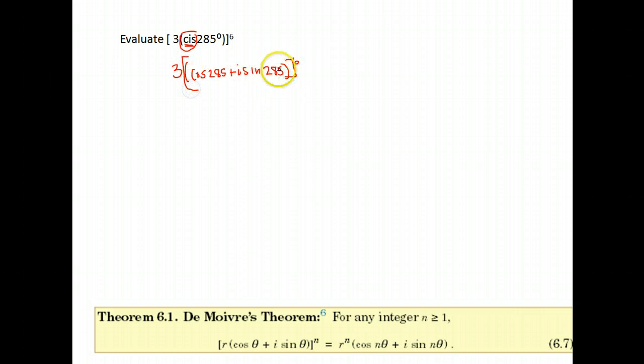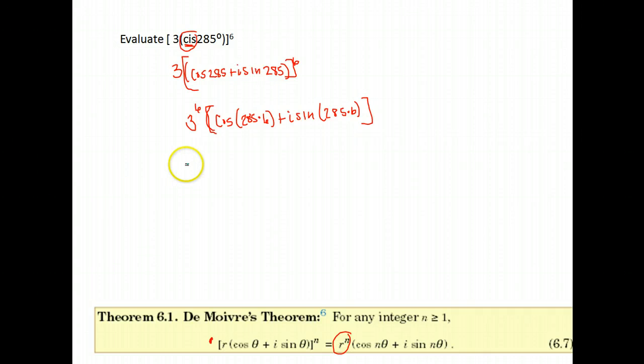So rather than write this out 6 times and multiply it, which would take forever, we're going to use DeMoivre's theorem, which tells us to raise the number that's in front to that power. So that gives us 3 to the 6th power times the cosine of the angle we had times our power. So 285 times 6 plus i sine of that same thing, 285 times 6. Okay, well, 3 to the 6th power is 729.